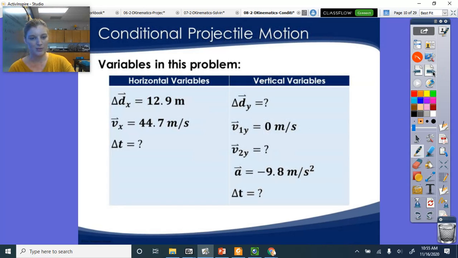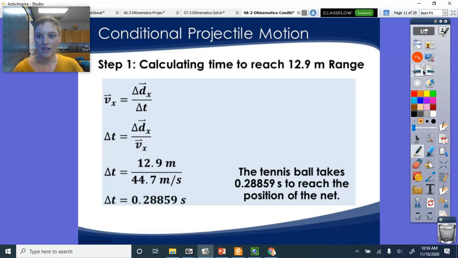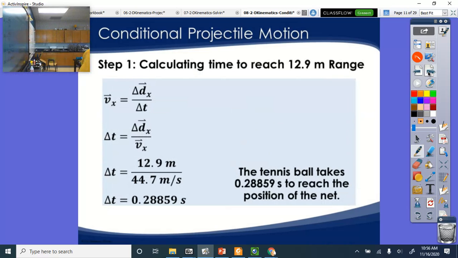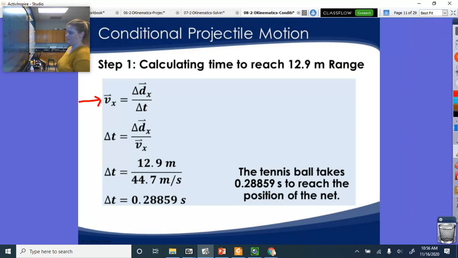So, filling my variables in, like I showed before, there's a lot that we can solve for. Time is going to be the first thing that we want to solve for. And thankfully, because we have two variables in the x, we can use our simple equation, where our velocity in the x is our displacement in the x divided by time. So I know what my displacement is because we're moving 12.9 meters to get to the net. And I know my starting velocity in the x is 44.7. So it takes me 2.8859 seconds to reach the position of the net.